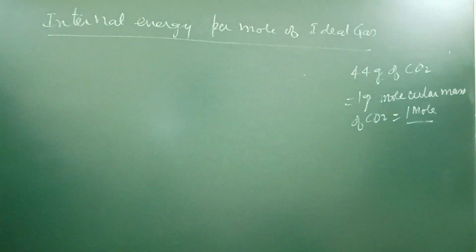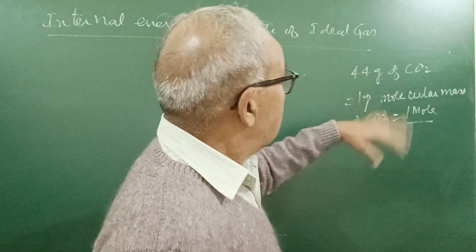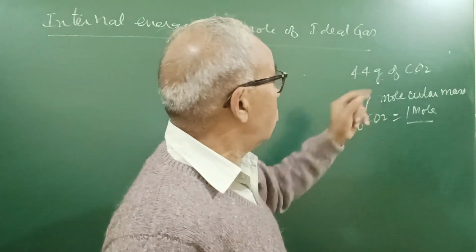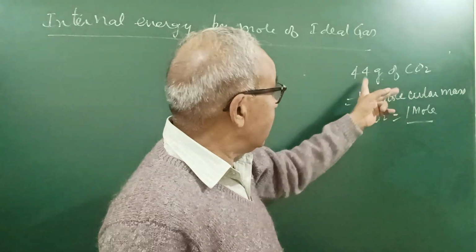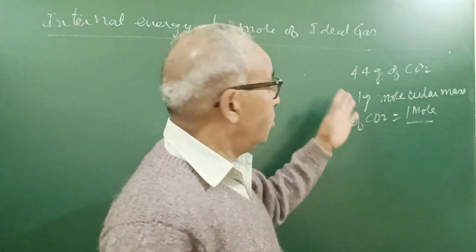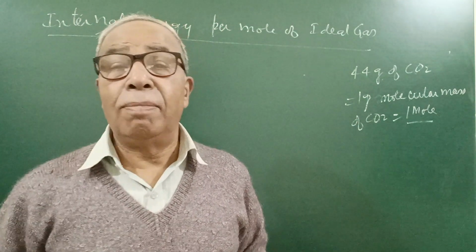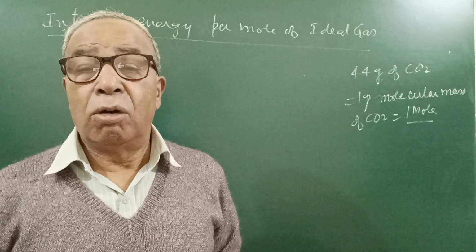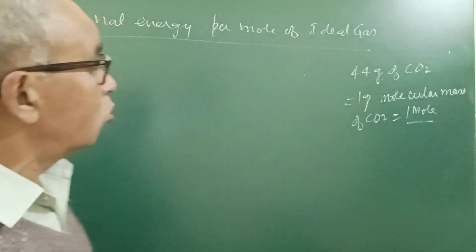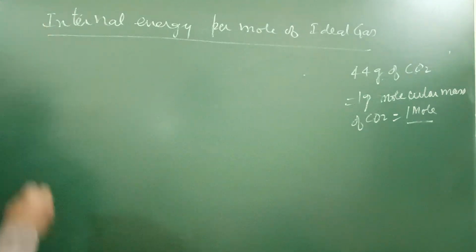It is so simple. The concept is that 1 gram molecular mass of a gas is equal to its molecular mass taken in grams. So 44 grams of CO2 is 1 mole. Similarly, 32 grams of oxygen is 1 mole. And 1 mole of every compound or every element has 6.023 × 10^23 molecules or atoms.